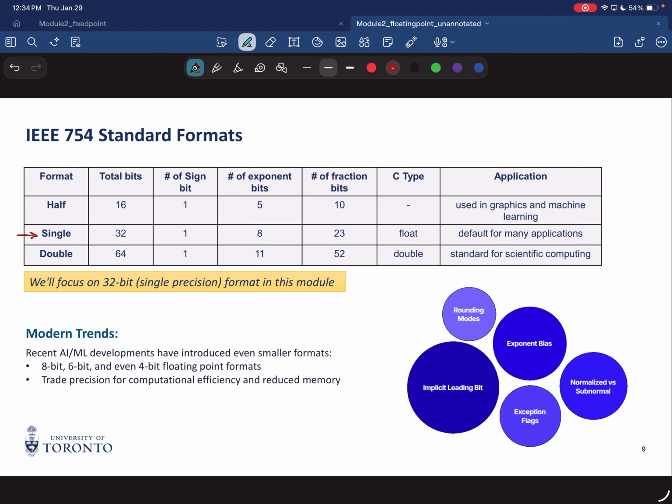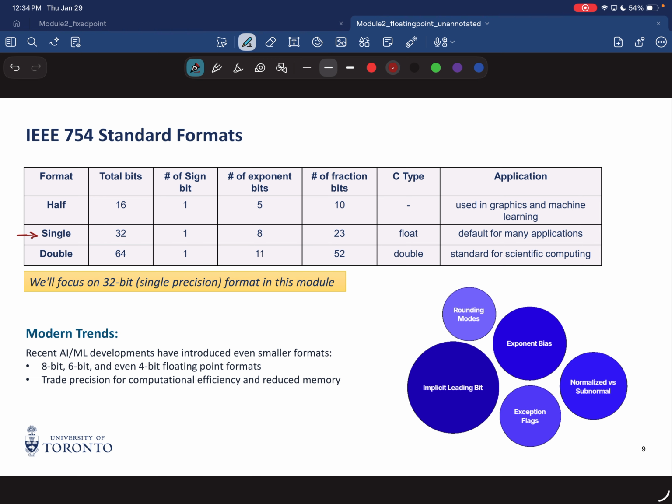You can have half precision, which is 16 bits. Again, you have 1 bit of sign, 5 bits for the exponent, and then 10 fractional bits. In C, we don't really have a type that you can use for half precision, but you can use compilers or, in NVIDIA, especially for machine learning, with the correct hardware, you can define it basically.